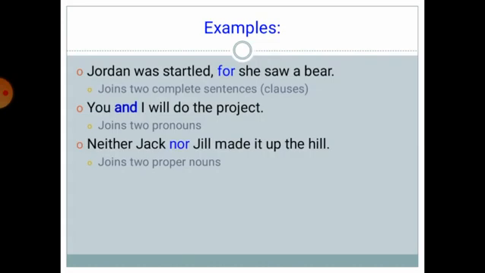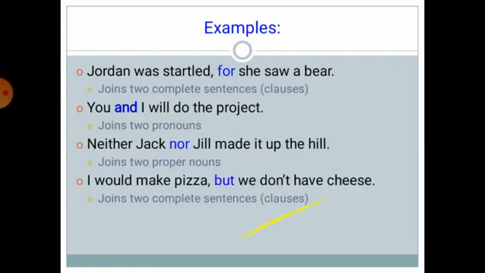Neither Jack nor Jill made it up the hill. Joins two proper nouns. Here: I will make pizza, but we don't have cheese. Joins two complete sentences or two complete clauses.